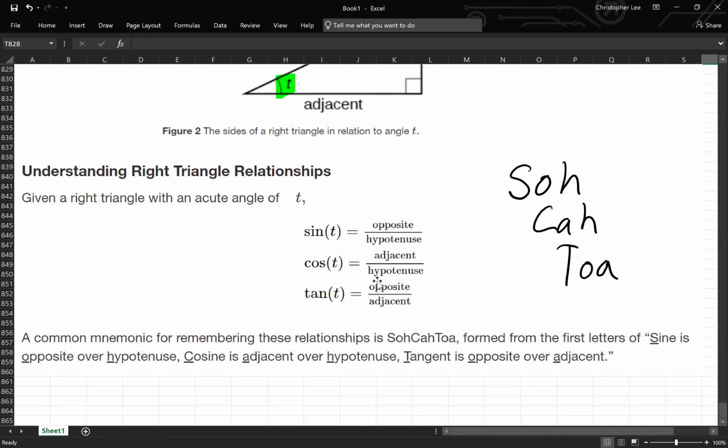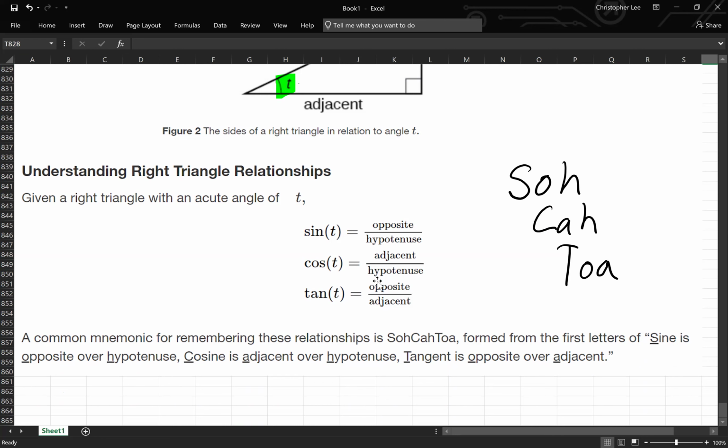So again, a common mnemonic to remember these relationships is SOHCAHTOA, formed from the first letter of sine is opposite over hypotenuse, cosine is adjacent over hypotenuse, and tangent is opposite over adjacent, right?